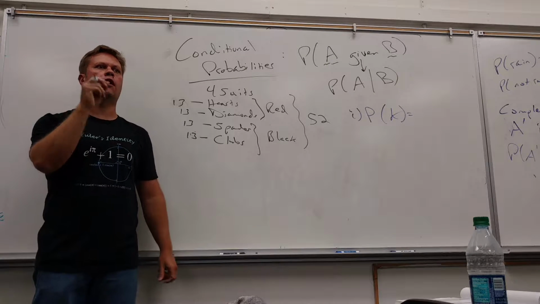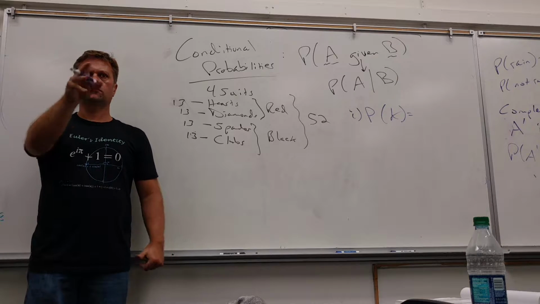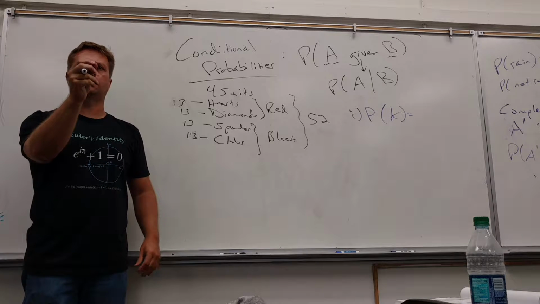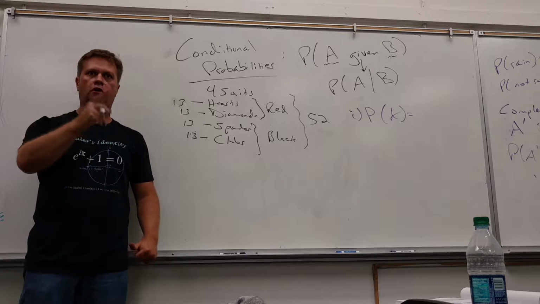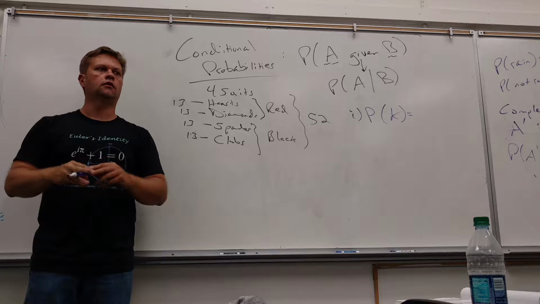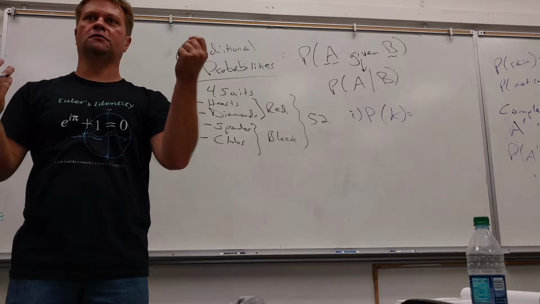Do you understand why somebody would say 1 out of 4? Don't look at me like that's not right. Just think about it for a second. Why would somebody say 1 out of 4? That's a wrong answer. It's a very wrong answer. But why would they say that? There's 4 kings, and I'm asking to pick one of them.